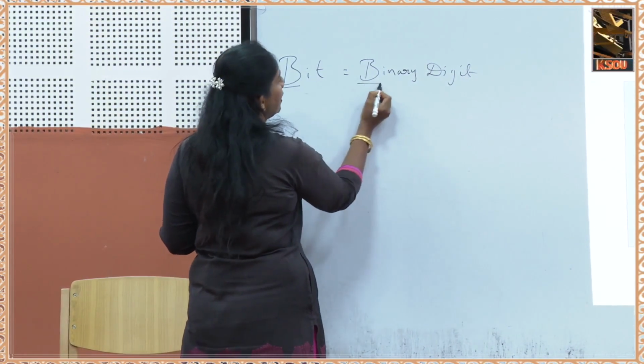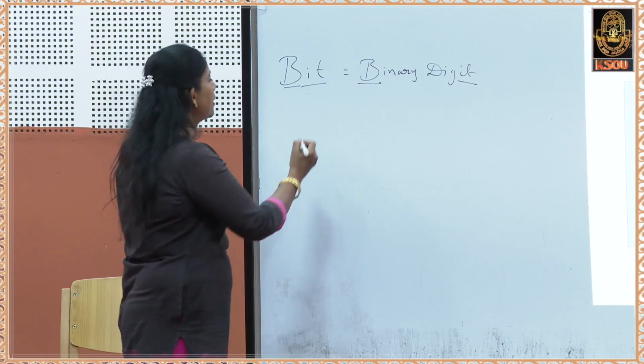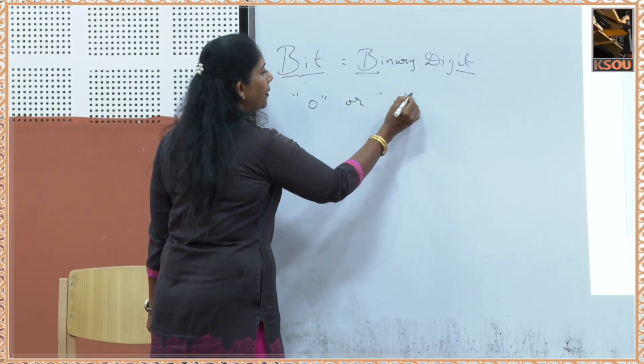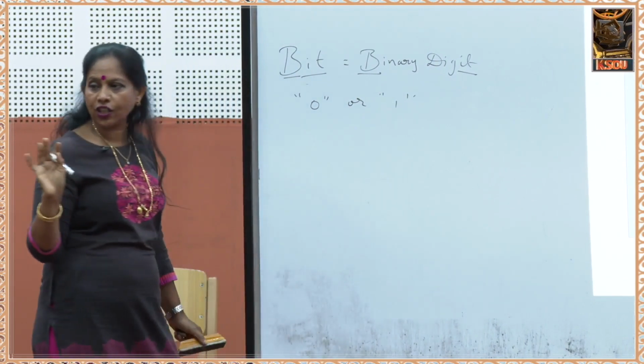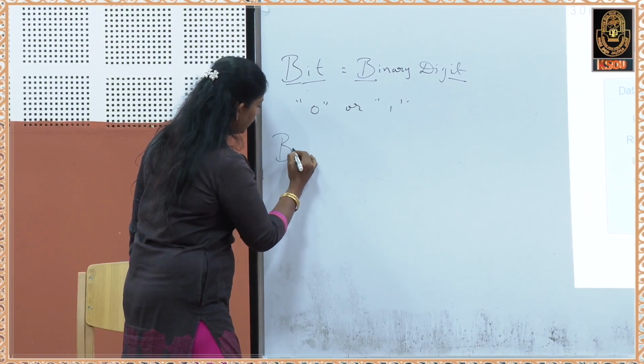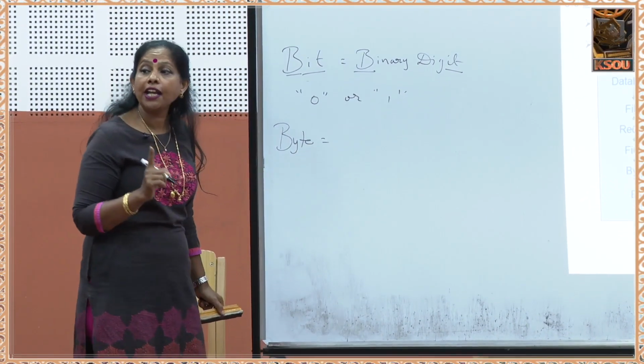So B first, last IT becomes bit. It is either 0 or 1. Computer understands only zeros and ones. Then what is a byte? Byte is a group of 8 bits.